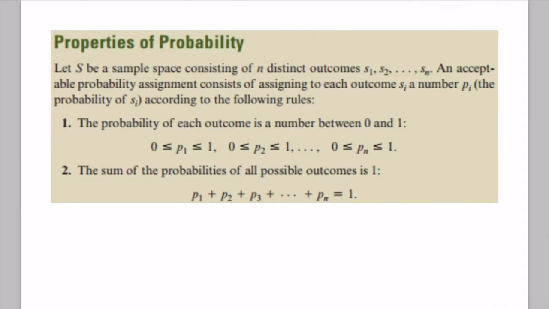Properties of probability. Let S be a sample space consisting of n distinct outcomes, s1 through sn. An acceptable probability assignment consists of assigning to each outcome si a number pi, the probability of si, according to the following rules. The probability of each outcome is a number between 0 and 1. We already showed that. The sum of the probabilities of all possible outcomes is 1, which we already showed before. Okay, so these are just properties that we already demonstrated.